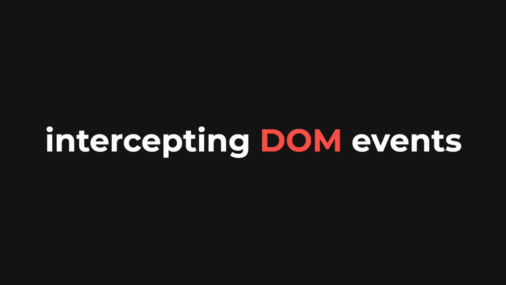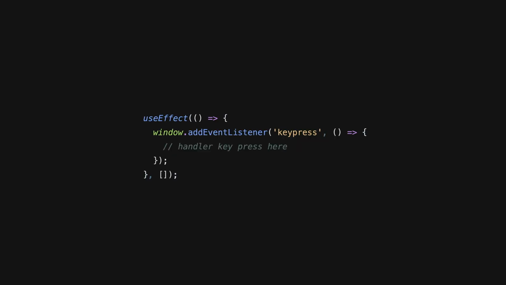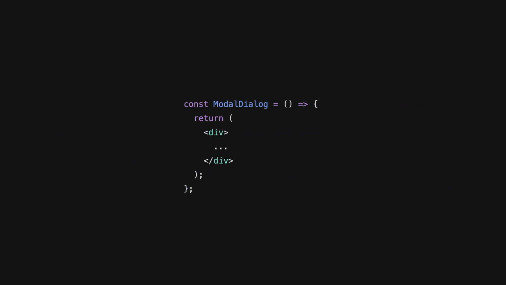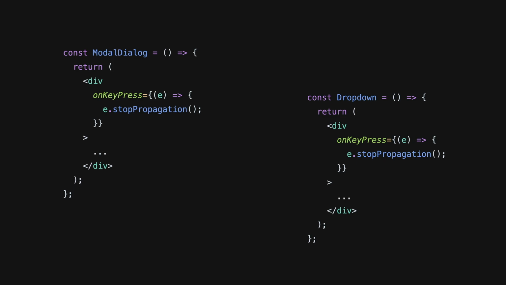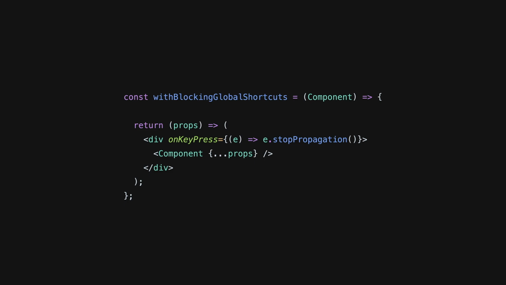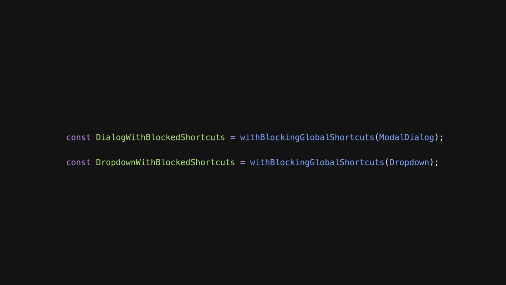Another use case, intercepting DOM events. Imagine you are implementing global keyboard shortcuts for your app. It's probably going to be an event listener attached to a window, like this. Also, you want to block those shortcuts in different parts of your app, like dropdowns or modal dialogues. They will have their own keyboard interactions that will interfere with the global shortcuts. One way to do that would be to manually add event stopPropagation to all of those components. Or you can just move that logic into a higher-order component, and voila, any component that needs to block global shortcuts can be just wrapped in this higher-order component without the need to manually do anything.